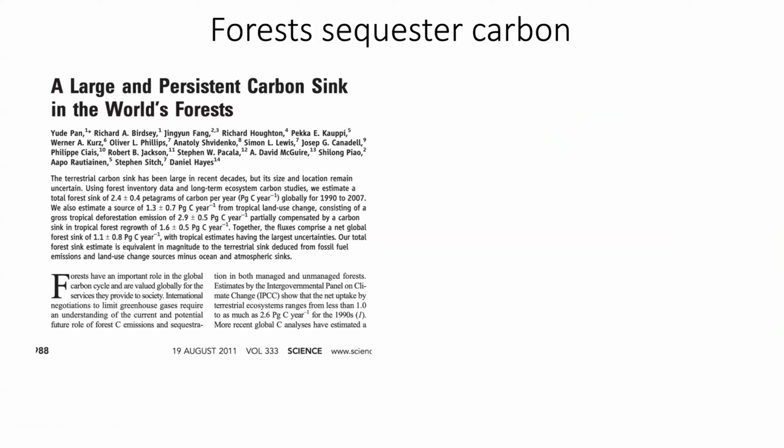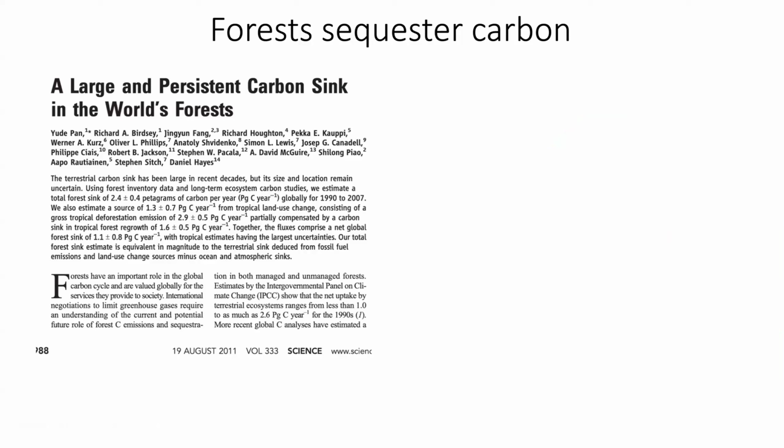There are lots of studies that have demonstrated this. This is just one example, where the authors found that there's a large persistent carbon sink in the world's forests. A sink just means that the forests are sequestering, holding in more carbon than they're releasing.